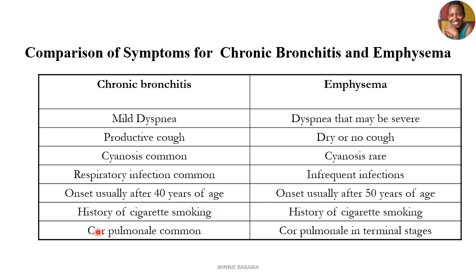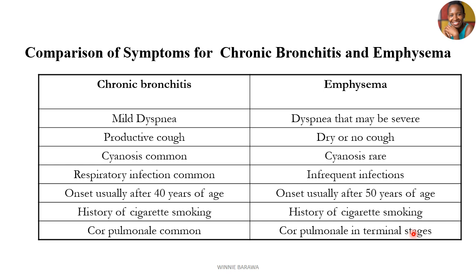And then cor pulmonale, which is a disease involving the heart, or respiratory disease involving the cardiovascular system, we say is very common with chronic bronchitis, but in emphysema, you can observe it. However, we see it in the terminal stages of this disease when it's occurring. So these are common symptoms that you can observe.